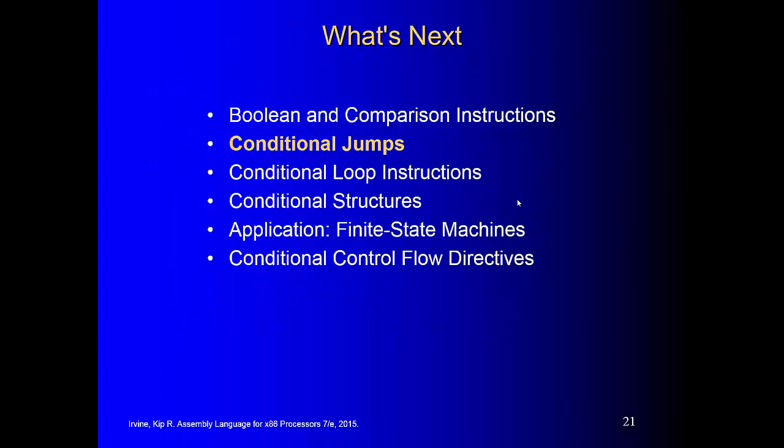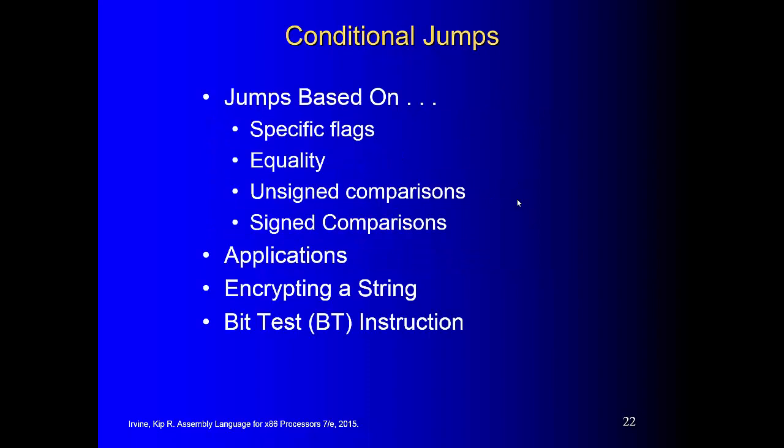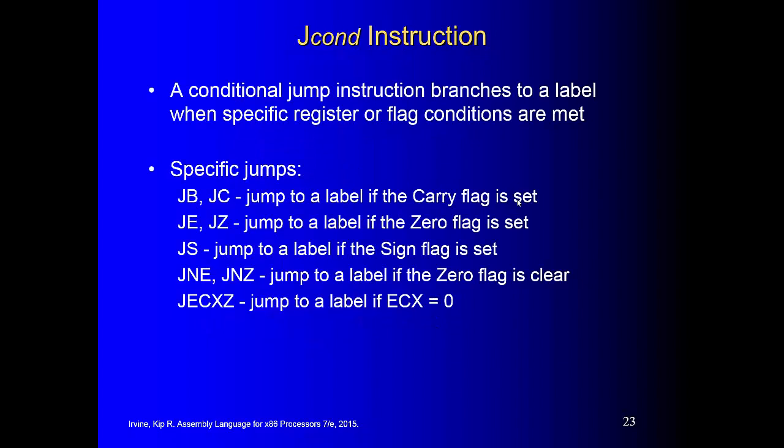Conditional jumps. We can jump based on some flag values, based on equality, or based on signed or unsigned comparisons. Specific jumps, you can jump below, jump when carry set, jump equal, jump zero flag set, jump sign flag set. So there are many combinations we can use when we make a jump statement.